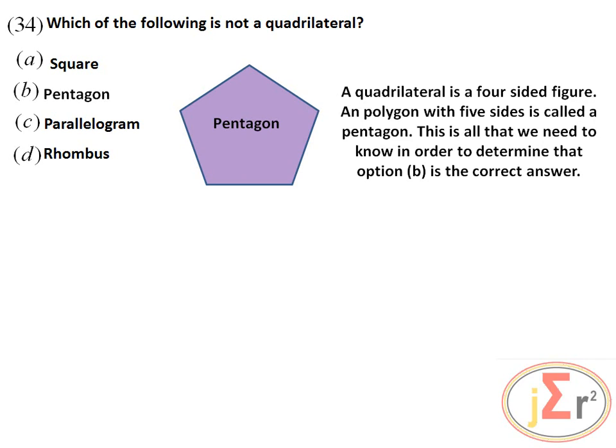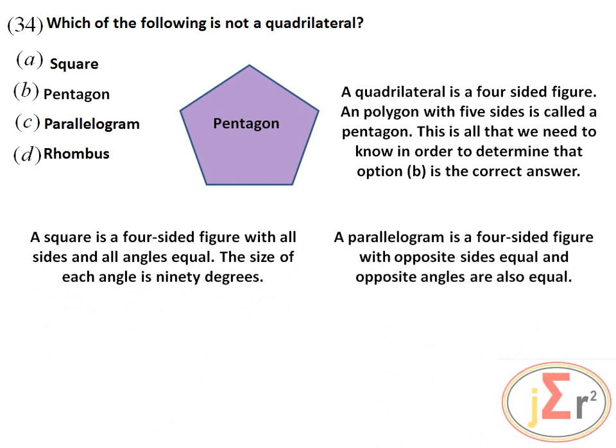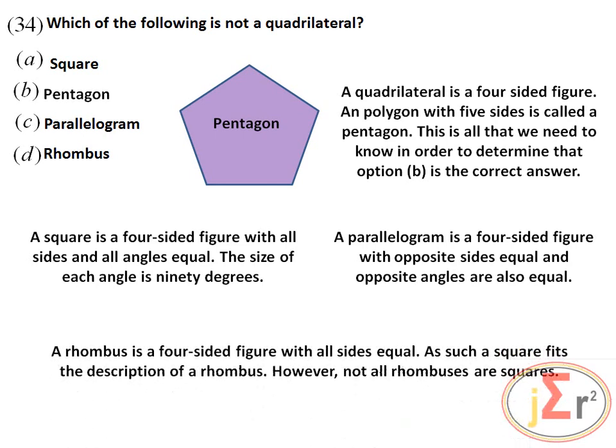It has 5 sides. A square is a four-sided figure with all sides and angles equal. The size of each angle is 90 degrees, and we are talking about a square. Although everybody knows a square, I'm just mentioning some of the properties of a square and also some of the properties of a parallelogram. A parallelogram is a four-sided figure with opposite sides equal and opposite angles are also equal. A rhombus is a four-sided figure with all sides equal. As such, a square fits the description of a rhombus. However, not all rhombuses are squares.